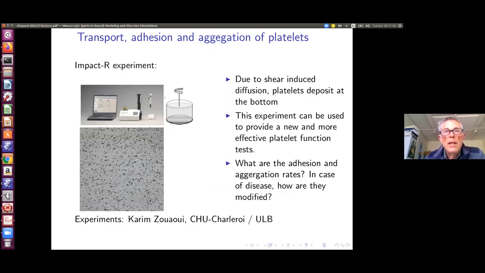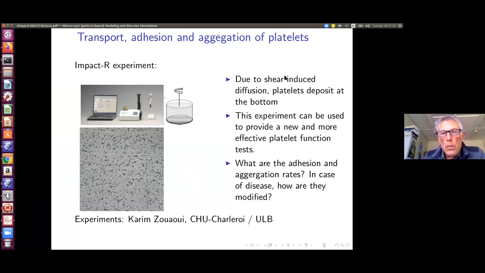Okay, so I want to move to the second topic, which is transport, adhesion, and aggregation of platelets, something I've been working on with Karim, who is also my subcontractor in INSYST. We started a few years ago, and that's something that kept us busy for a long time, I must say. There is this device called ImpactR, an object like a cylinder in which we put blood from a patient. Then the upper disc is set in rotation, so you create a shear rate. As a result, the platelets go down and start depositing on the lower part and form all these little aggregates.